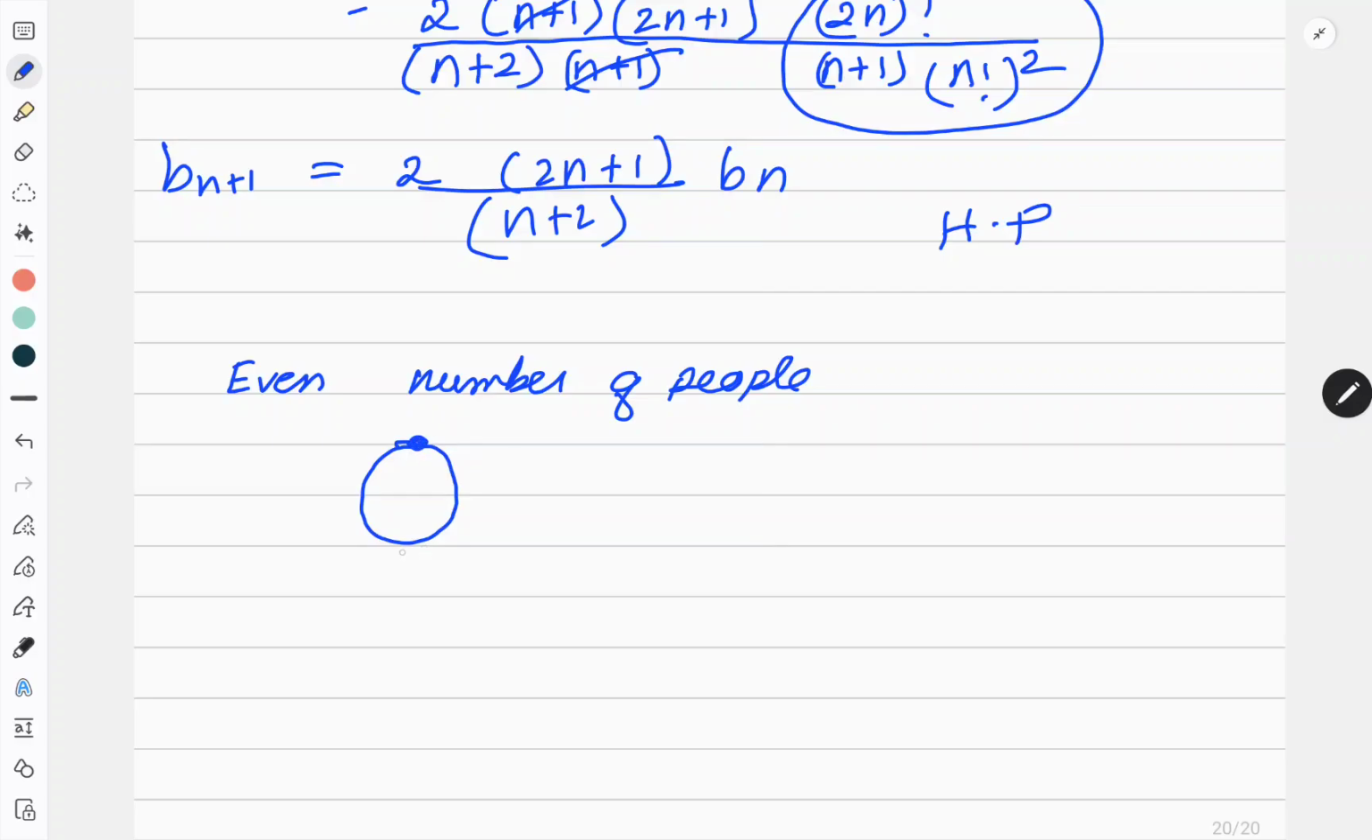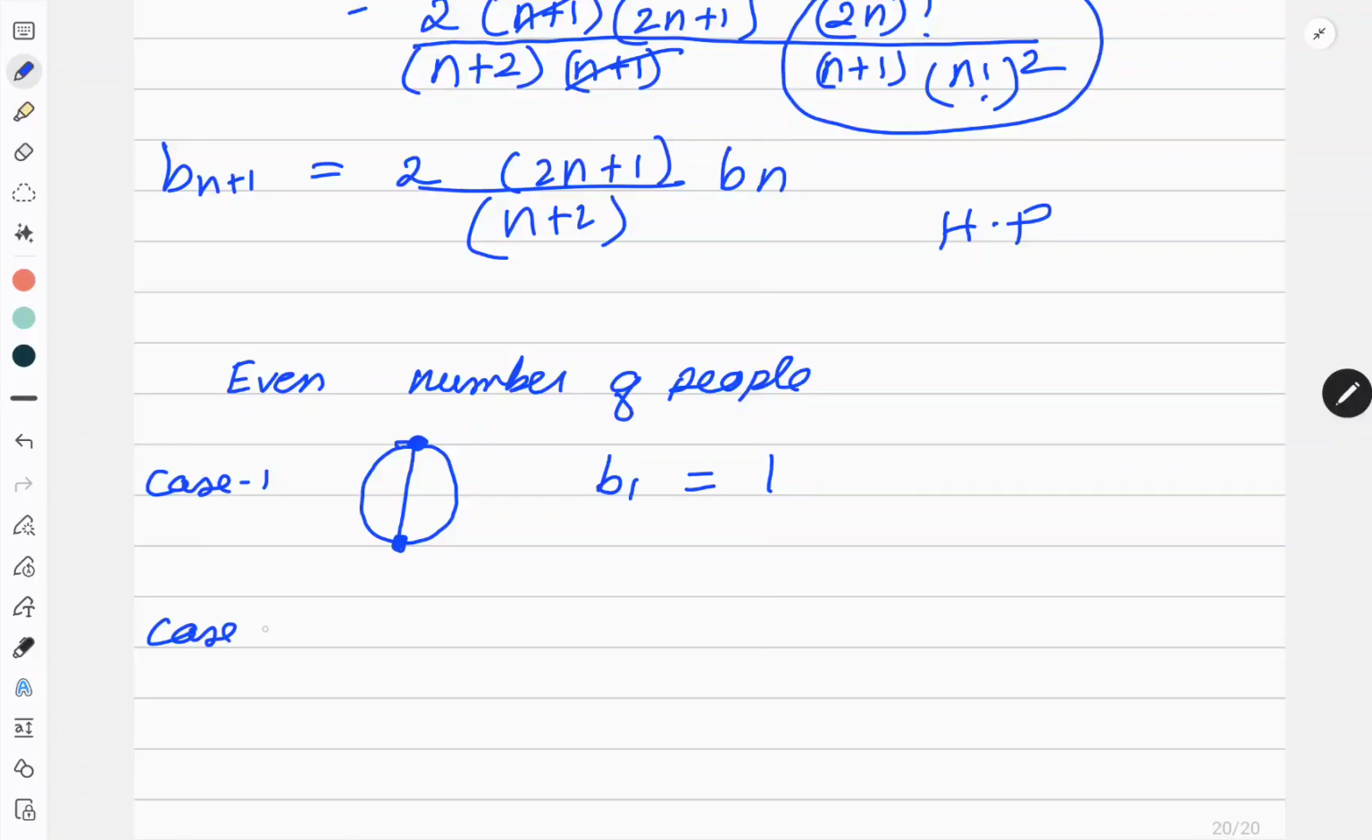So I am saying n is equal to 1 means 2 people are sitting. N is equal to 1 represents 2 people because I am talking only about the even number. Right? So how many ways can they do the handshake? Only one way. So B1, I know that it is 1. Correct? Now this is case 1.